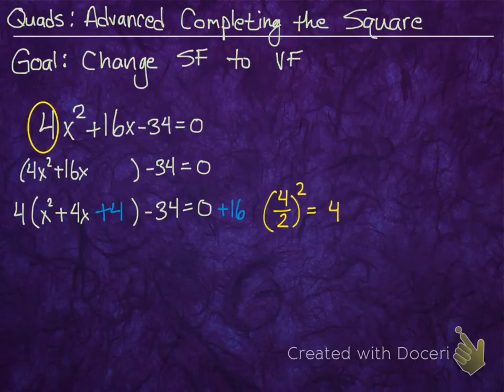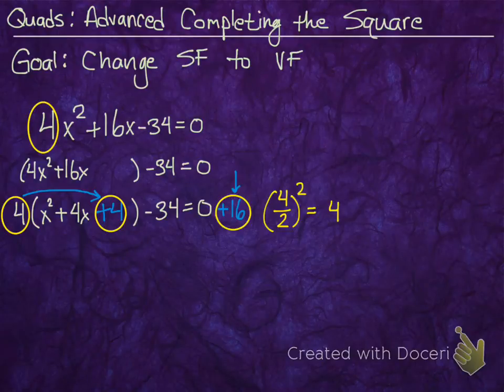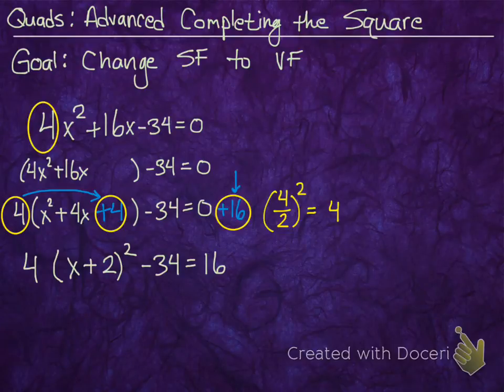It should balance out. But wait a minute. In front of the parentheses is that 4. So that blue 4 actually happens 4 times. So if that happens 4 times, that means 4 times 4, which gives us 16. So when we have an advanced situation, we have to take in consideration the number in front of the parentheses as well. And now that we've done that, we can now clean this up and put it in vertex form.